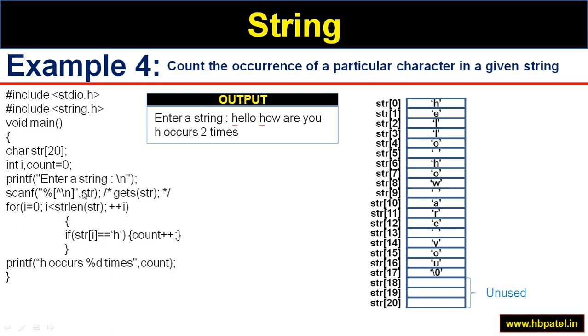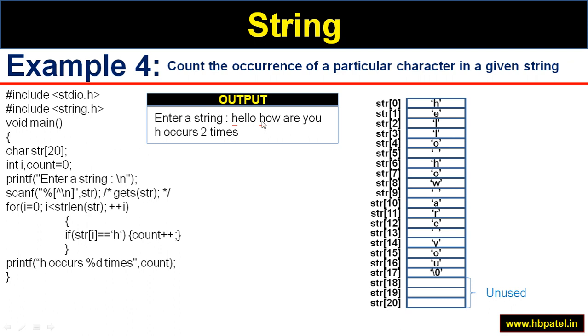So again the logic is simple. We are reading a string using either %s or gets. And then for i equal to 0, i less than strlen. There are 2 ways we have seen. Either we can use a while loop where str of i is not equal to null, or I can use the built-in function strlen. But if I am using strlen, I need to include the header file string.h.